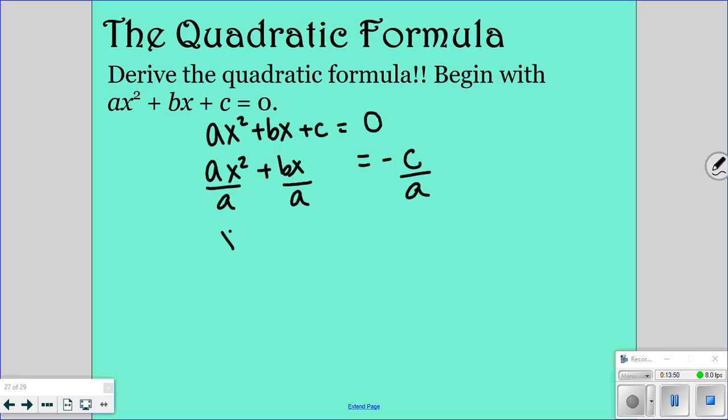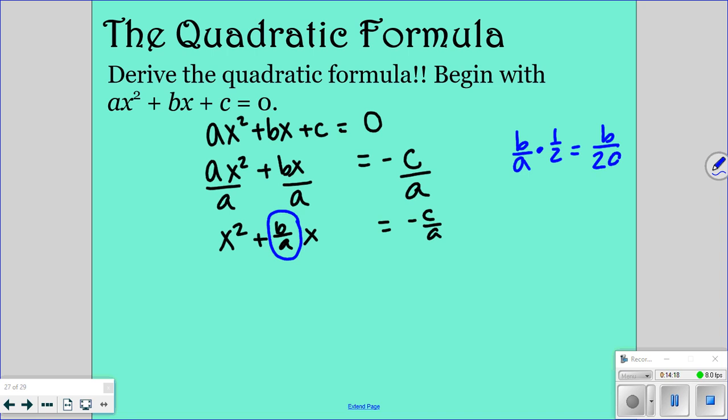So this first term would simplify to x squared plus bx over a, or if you want to write it as b over a x, and then equals negative c over a. Then we're going to take this number right here, and we're going to multiply it by 1/2, so that's going to give us b over 2a, and then we're going to square it. And so that's what you would have.